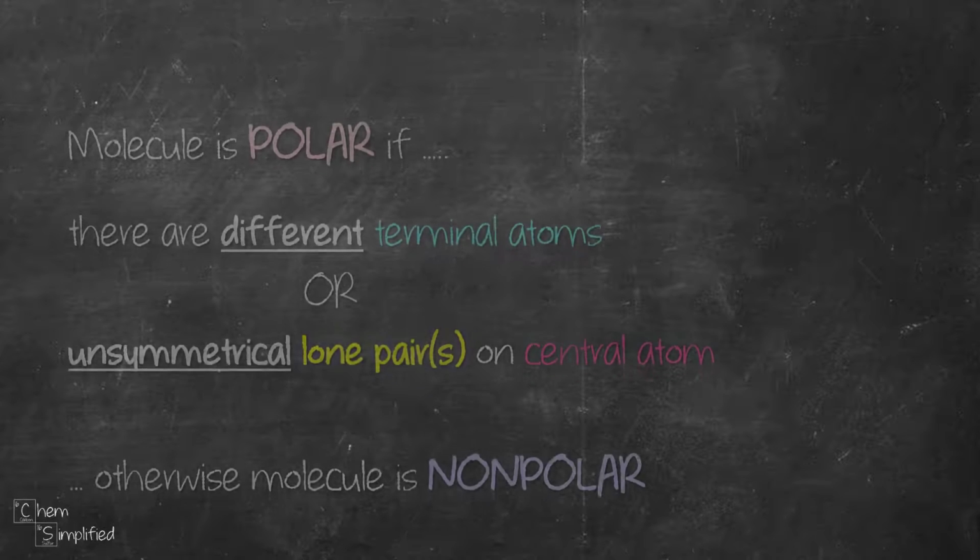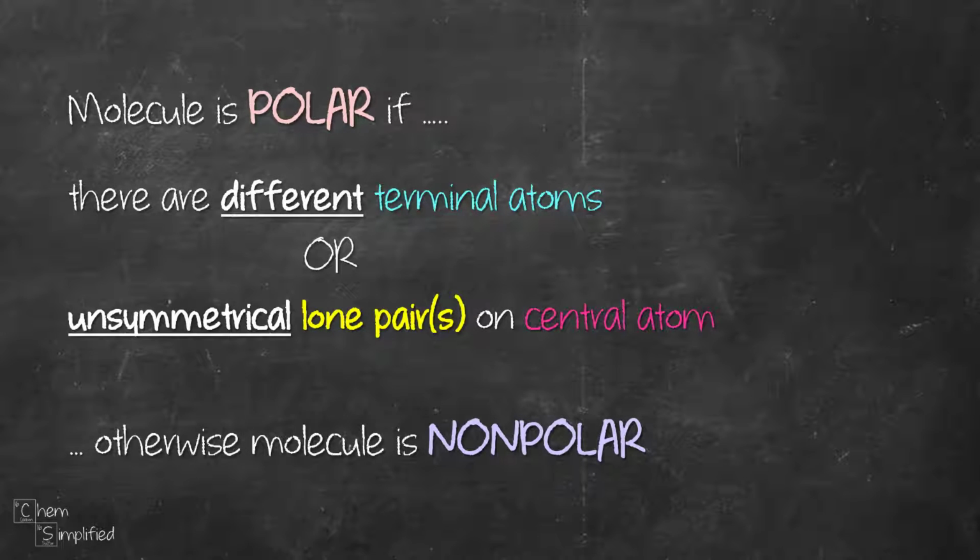We can easily classify if a molecule is polar or not by looking at whether either one of these two criteria is true. Basically, a molecule is polar if there are different terminal atoms or it has unsymmetrical lone pairs on the central atom. If these two criteria are not true, then the molecule is nonpolar. Now, having different terminal atoms is pretty straightforward. However, having unsymmetrical lone pairs on the central atom may not be as clear.